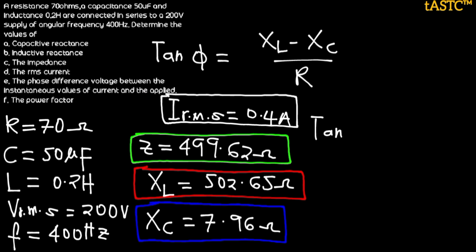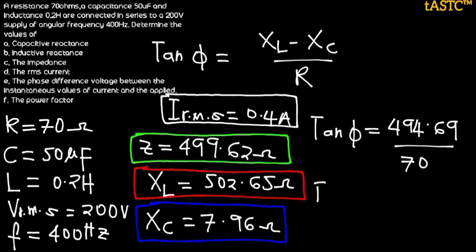Therefore, we're going to have tan phi be equal to this stuff. Now, what is this stuff? We know that X sub L is this, and X sub C is this. So let us find the difference between the two of them. That is going to be 502.65 minus 7.96. That gives us 494.69. This will be divided by R. Now R in this case is 70. So tan phi is going to be equal to this stuff divided by 70.